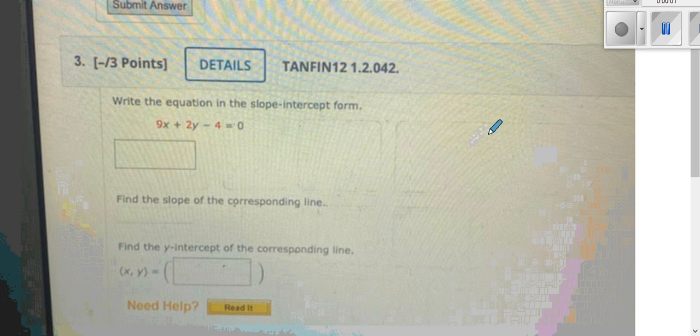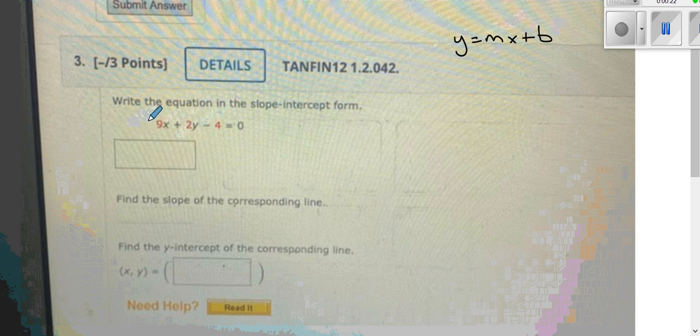Alright, Bree, let's try this again. It says write the equation in slope-intercept form. Slope-intercept form is this form, y equals mx plus b. So the key for something to be in slope-intercept form is that the y has to be by itself. Okay, that's the key. So we're going to say, okay, y equals mx plus b.